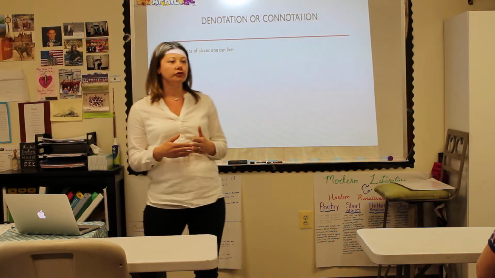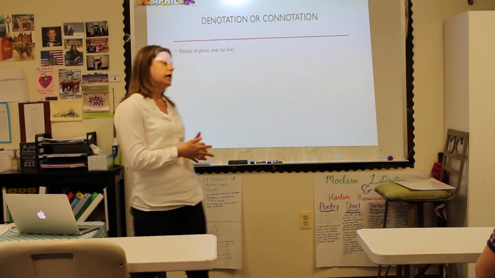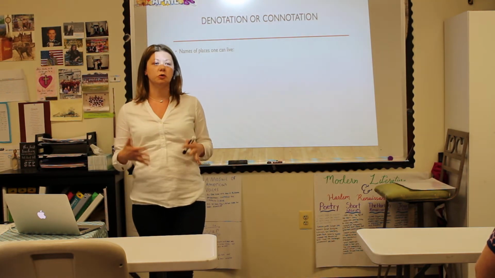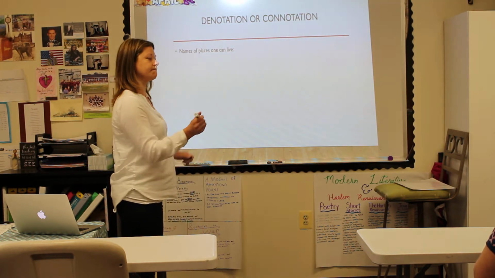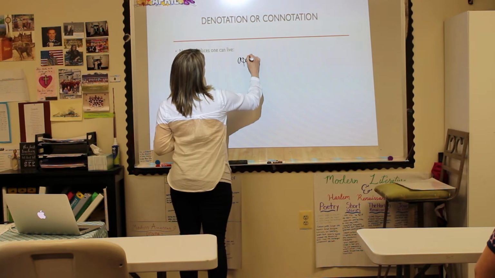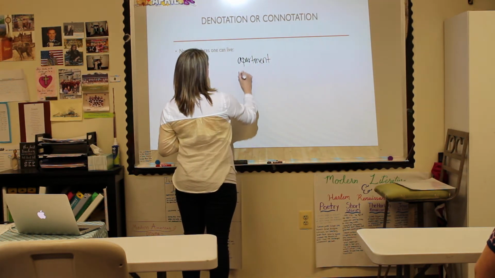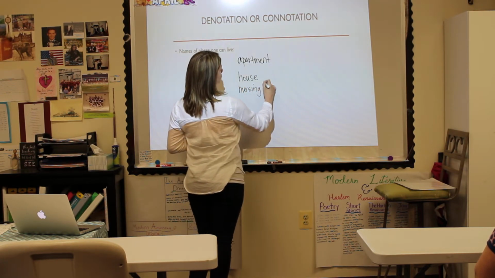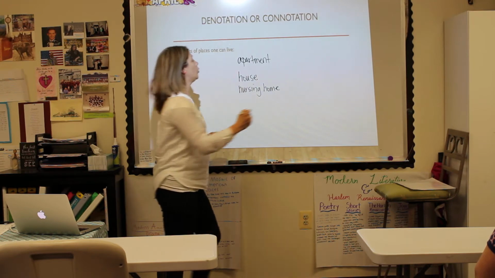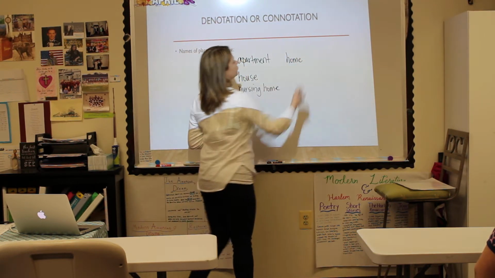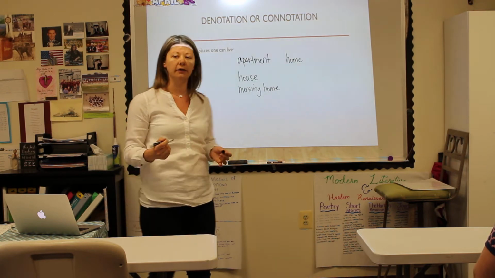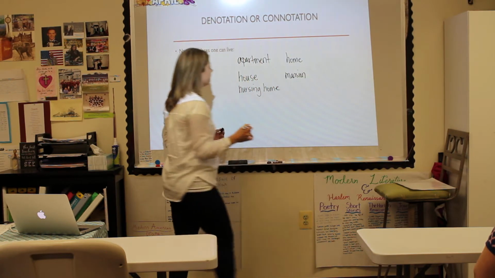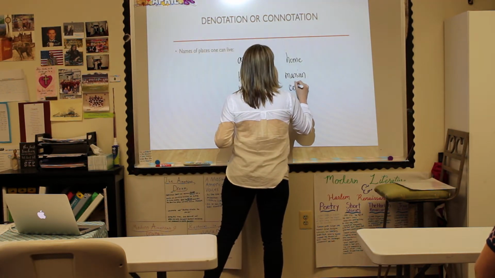So in order to show this to your students, the first thing that you can do is a mini activity. So I'm going to ask you, what are some names of places in which people can live? What are they? Apartment. House. Okay, house. Nursing home. If we left off nursing, what would we have? Home. Okay. What are some other names for places you can reside? Mansion. Okay. Condominium. Okay, so a condo.